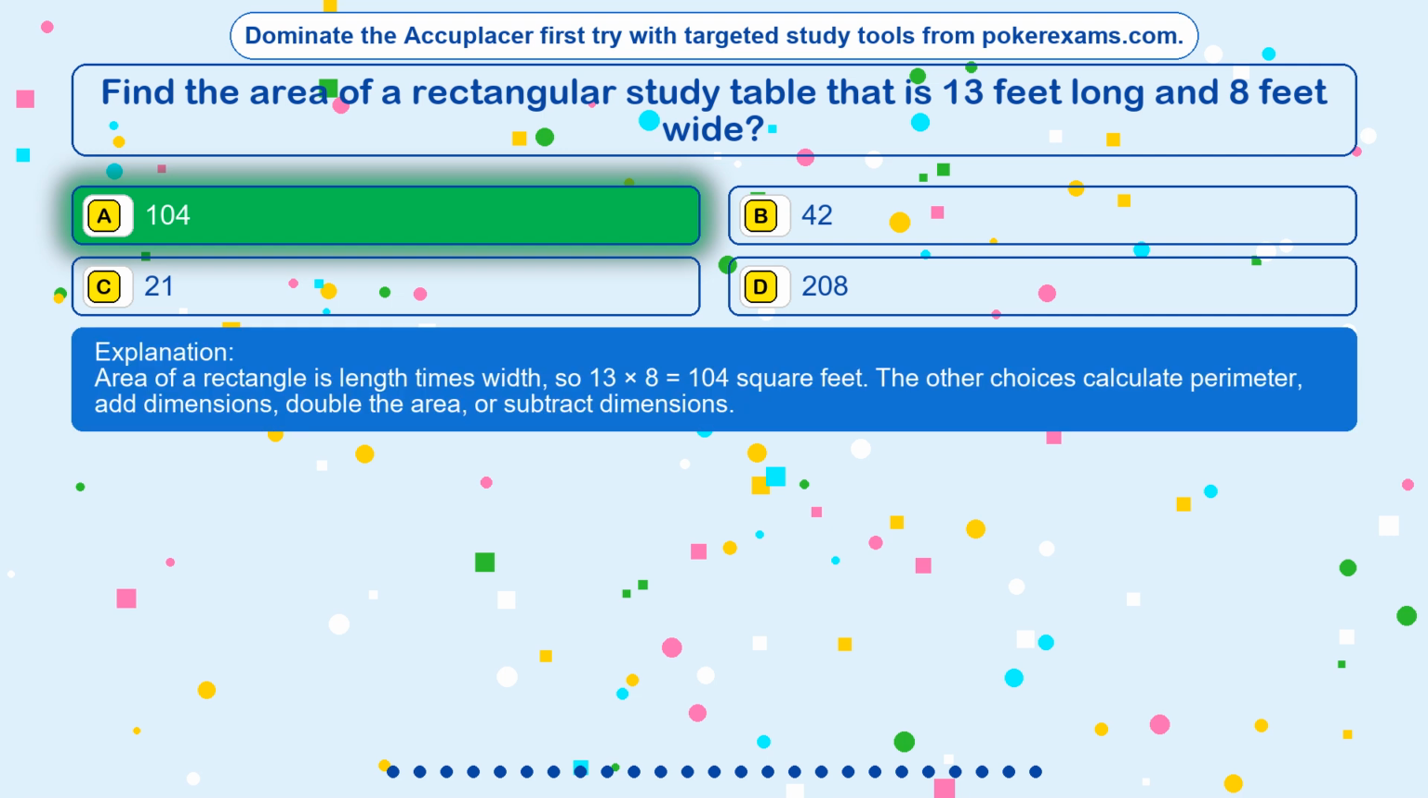Area of a rectangle is length times width, so 13 times 8 equals 104 square feet. The other choices calculate perimeter, add dimensions, double the area, or subtract dimensions.